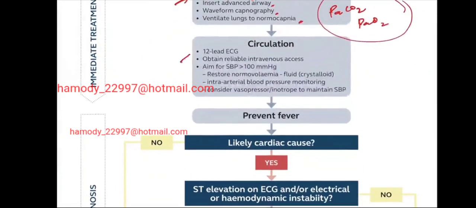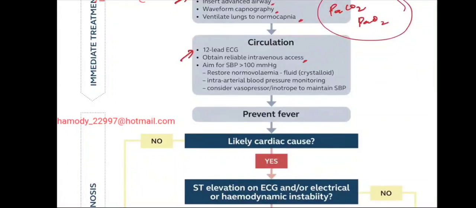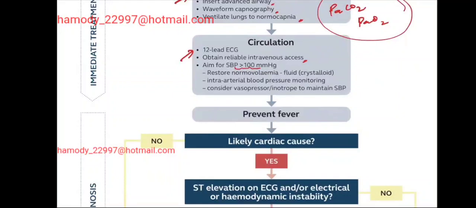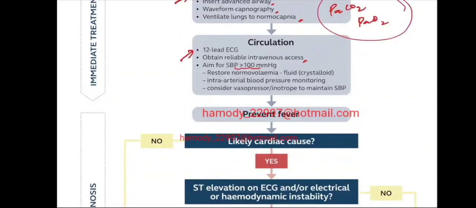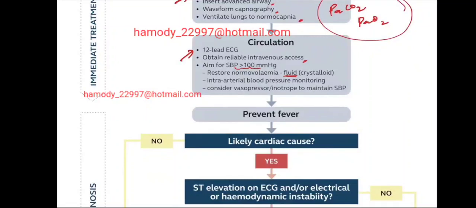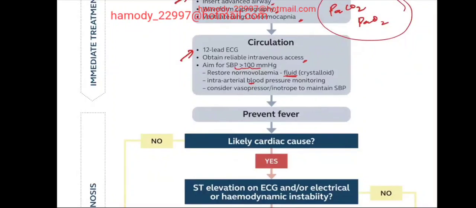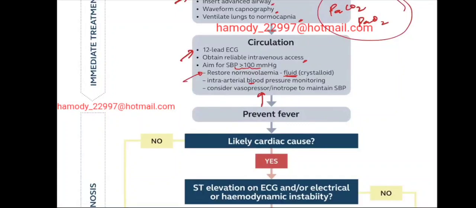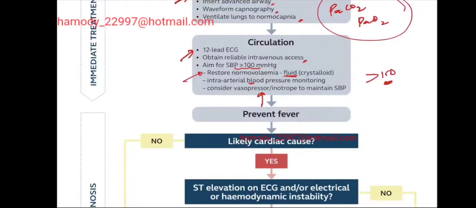In circulation, we need to always get a 12-lead ECG done. We shouldn't forget to get a reliable, good large-bore IV cannula, at least one, if not a couple. Maintain a systolic blood pressure of more than 100 mmHg. First, assess the patient and see whether he is hypovolemic. If hypovolemic, give fluids and make sure he is normovolemic. Make sure the patient has an intra-arterial line so that you can continuously monitor the blood pressure. If the patient is already normovolemic but still hypotensive, at that point you need to start inotropes or vasopressors to maintain a systolic blood pressure of more than 100. So the target is more than 100.